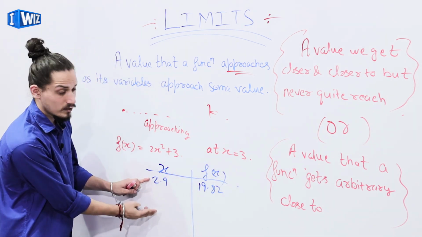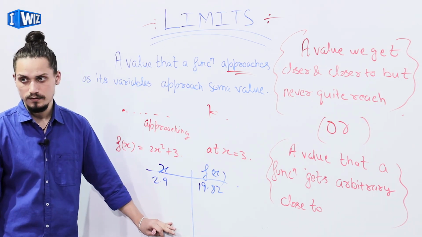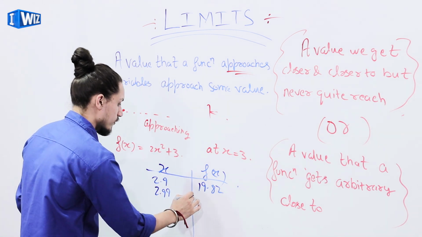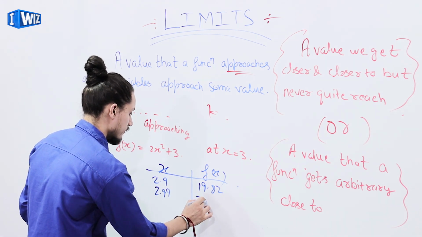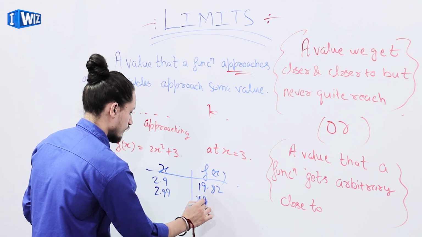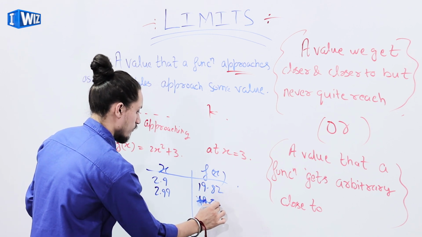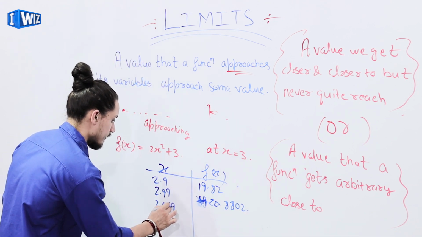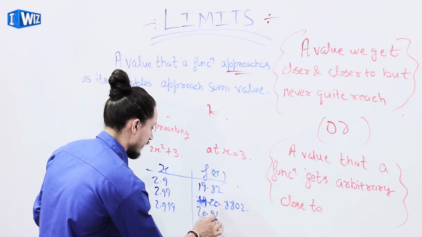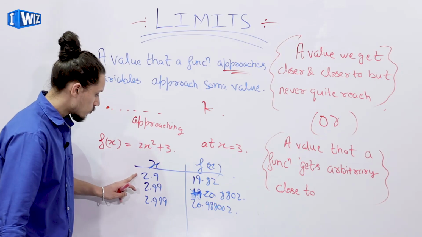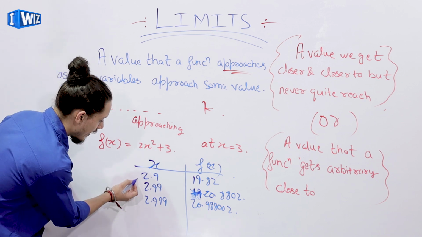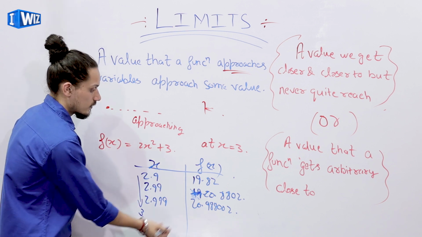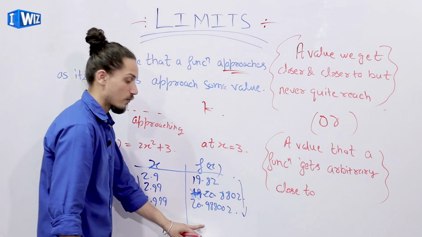Now I want to get closer to 3, because I'm approaching this value. I'm not quite there yet. So at 2.99, I'll get the value 20.8802, and then at 2.999, I'll get the value 20.988002. As we observe this, we'll see that as the value of x is approaching the value of 3, the value of f of x is approaching the value of 21.